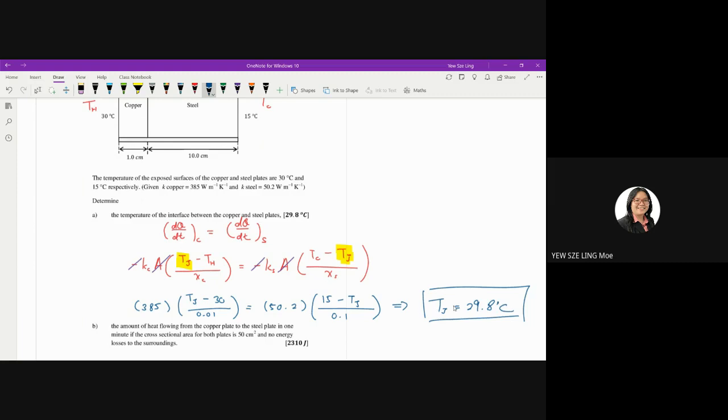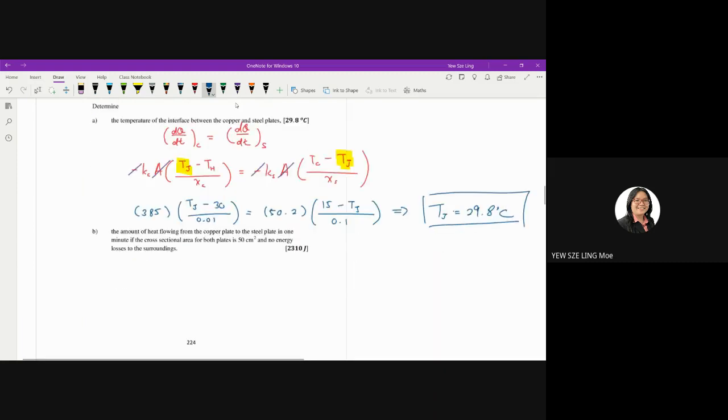And then question B. Question B asks for the amount of heat flow from the copper plate to the steel plate in 1 minute, if the cross-sectional area for both plates is 50 cm squared and no energy is lost to the surroundings.